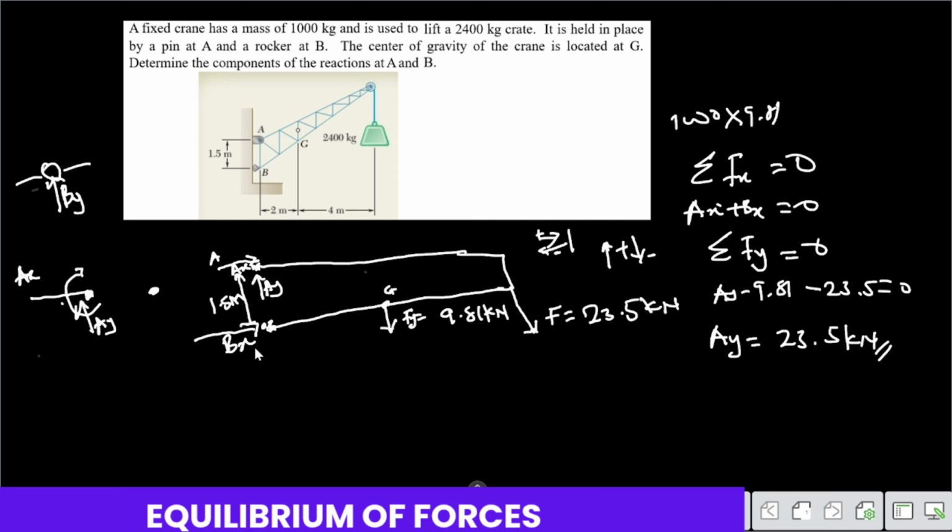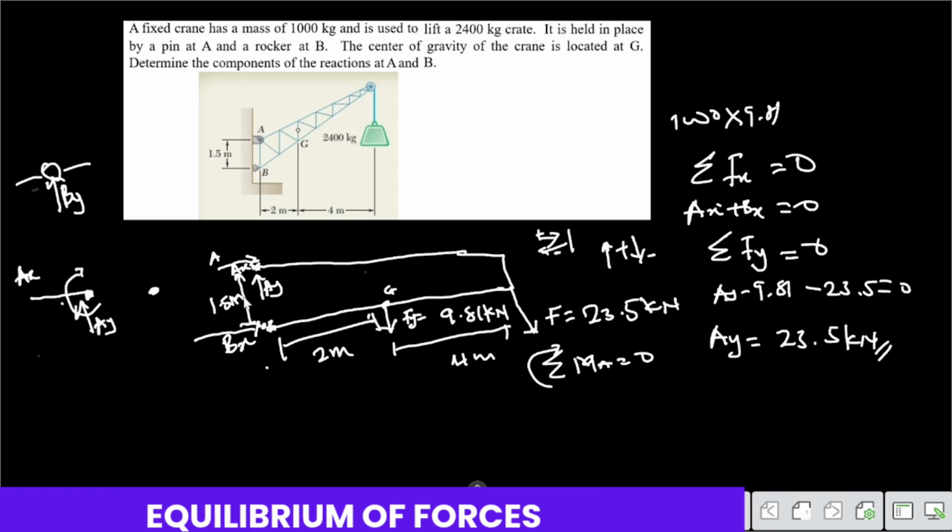So moment at A, the distance from here to here, is more or less the same as the moment at B distance wise. So the distance is 2 meters from here, and then from here to here is also 4 meters. So moment is a force times perpendicular distance. So the summation of moment about A should be equal to 0. So I can do it this way. Okay, so let's proceed and do that.